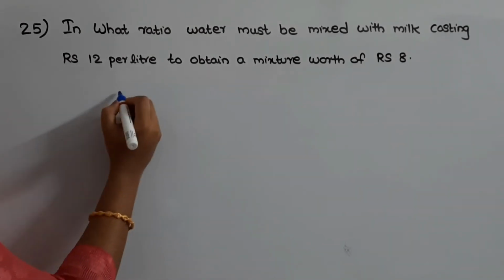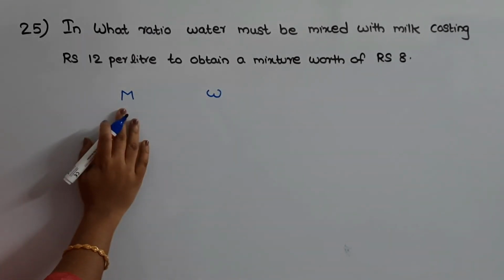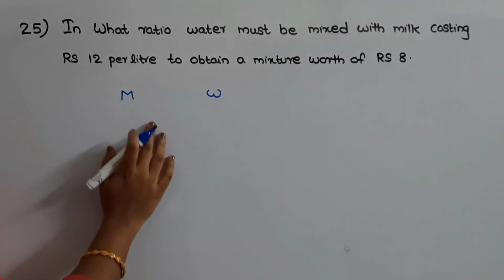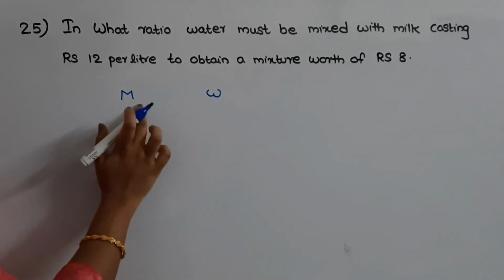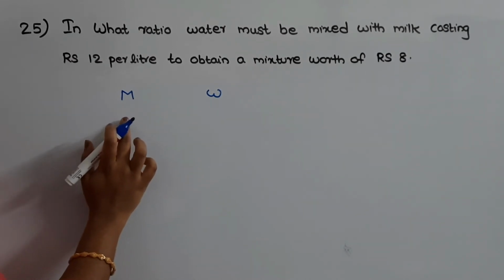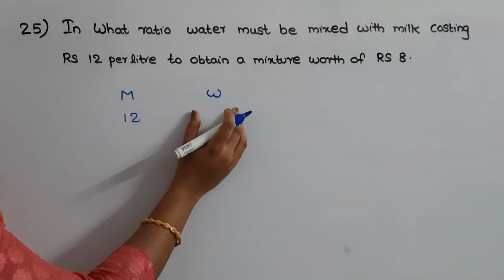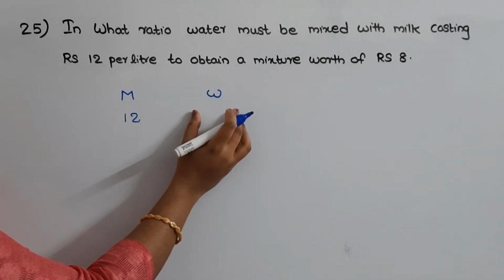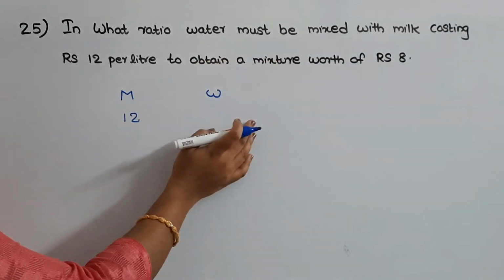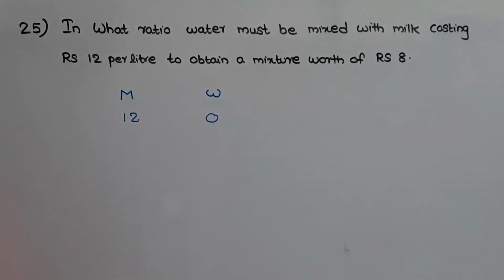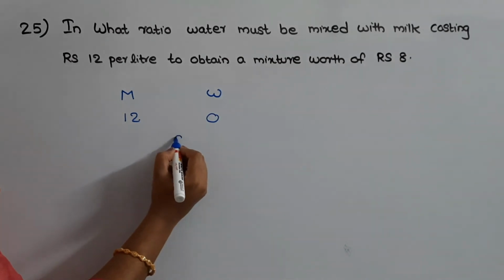So in alligation method, we need to write M, W. We can write W, M also. Now below this we need to write down the cost of milk and water. So here we need to consider that the entire mixture consists of milk and we need to write down the total cost of milk here. Total cost of milk is 12. So here we need to consider that the entire mixture consists of only water. So we need to write down the total cost of water here. Total cost of water is not given, so let us take it as 0. Now here in the middle, we need to write down the cost of mixture. Cost of mixture is given as 8.